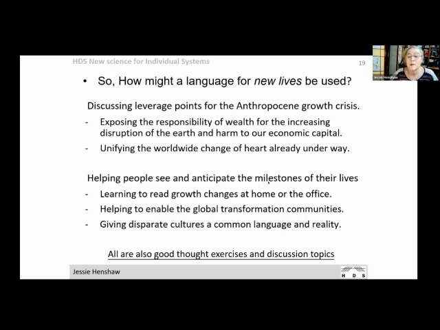Helping people see and anticipate the milestones of their own lives is another application. Learning to read growth changes more accurately at home or in the office, in the environment, in the news, be able to better understand what the news is about, seeing the turning points of growth processes, helping to enable the global transformation communities. There are huge numbers of communities organized for global transformation right now, and they need a way to connect and something to connect around. And this could help, along with other things.